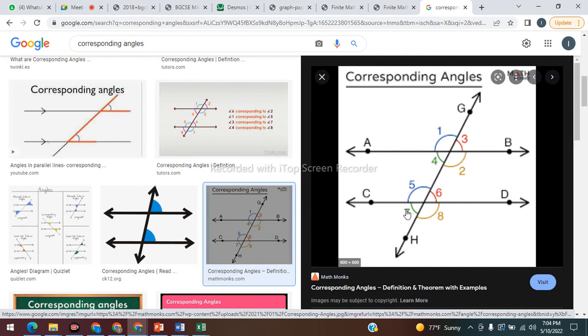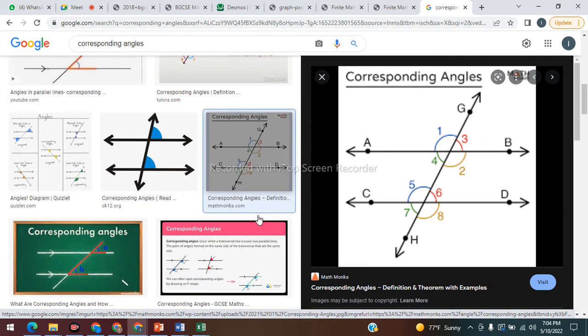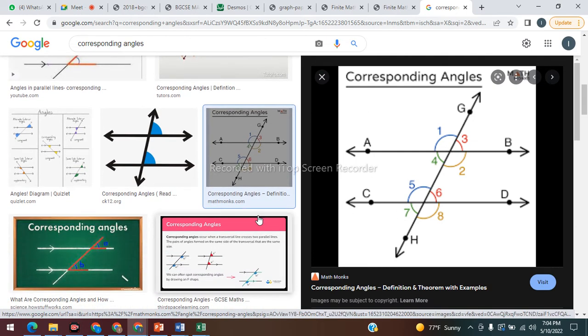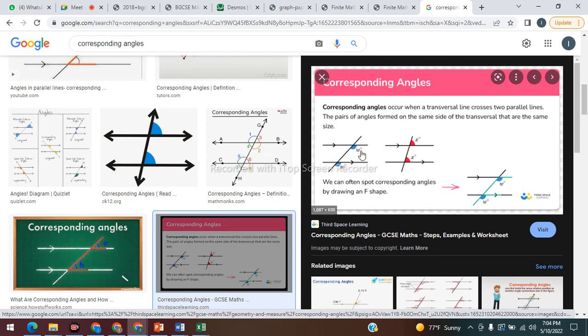So you have to know the difference between corresponding angles. What do we know about corresponding angles? They are what? Equal. Corresponding angles are equal. Alright, so let's move on.